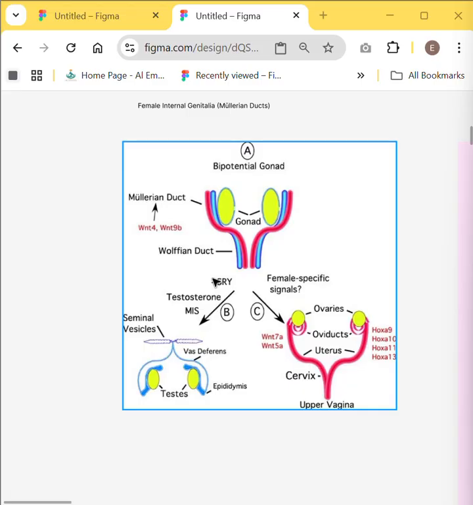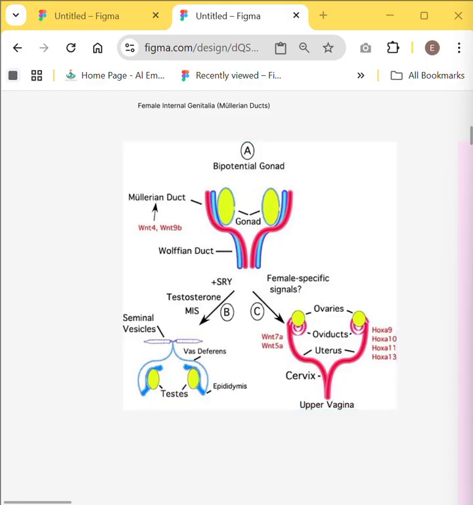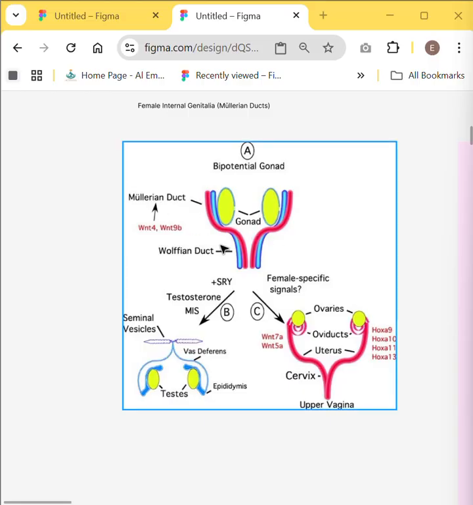Okay? In the past, ovarian development was considered a default development due solely to the absence of SRY. But in the last 10 years, ovarian determining genes have also been found that actively lead to the development of the female gonad. So you have some female specific signals now, right? People used to think that the absence of the SRY gene leads to the ovarian development.